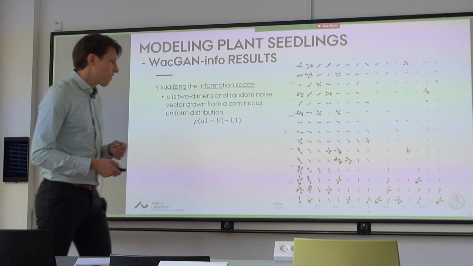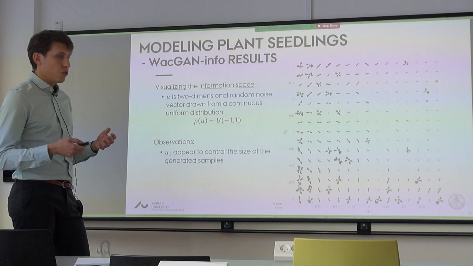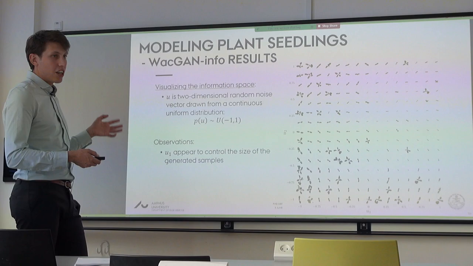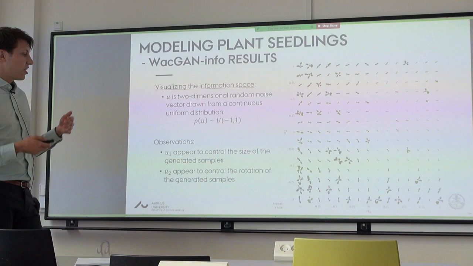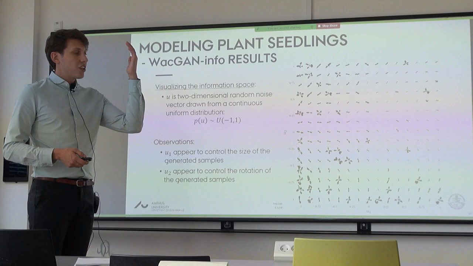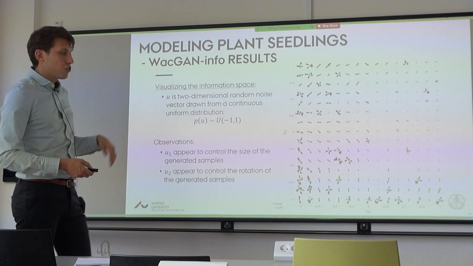Some observations that we can make from this are that it seems we have successfully captured a size change modality in the U1 variable, as the samples furthest to the left generally seem to be larger than the samples furthest to the right. And we have also successfully captured a rotation modality in the U2 variable, as the samples at the bottom seem generally to be oriented vertically, whereas they rotate slightly as they move towards the top, while they are mostly oriented horizontally with respect to the primary axis of the plant seedlings.